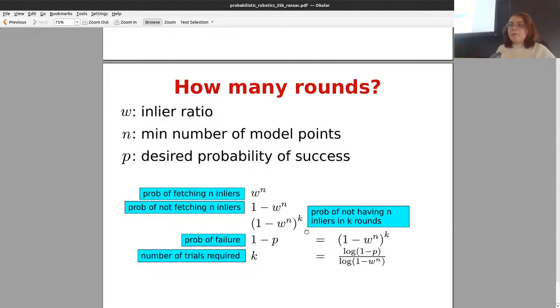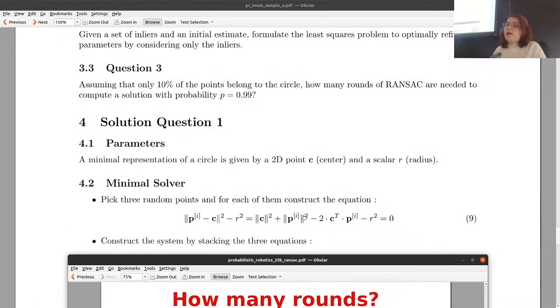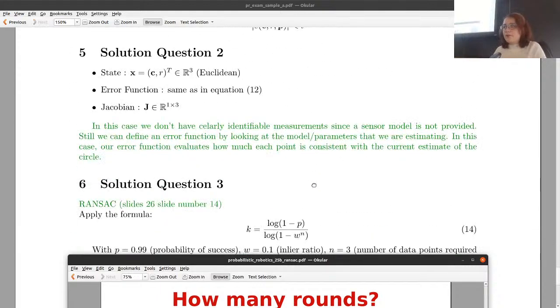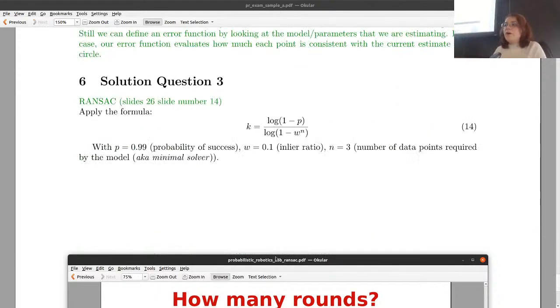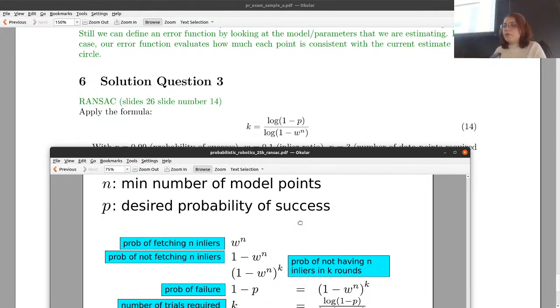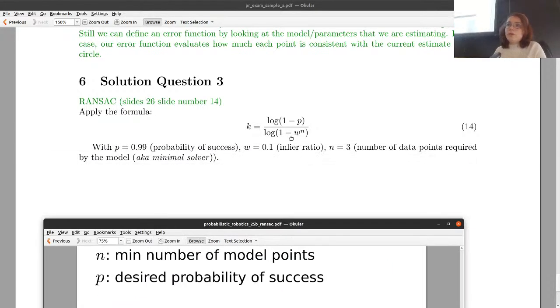Which means the probability of getting the solution. Once this formula is clear, then the answer to the third question is straightforward, because you only need to substitute the values of the probability of success, of the inlier ratio, and of the minimal number of samples, in order to get the number of trials.